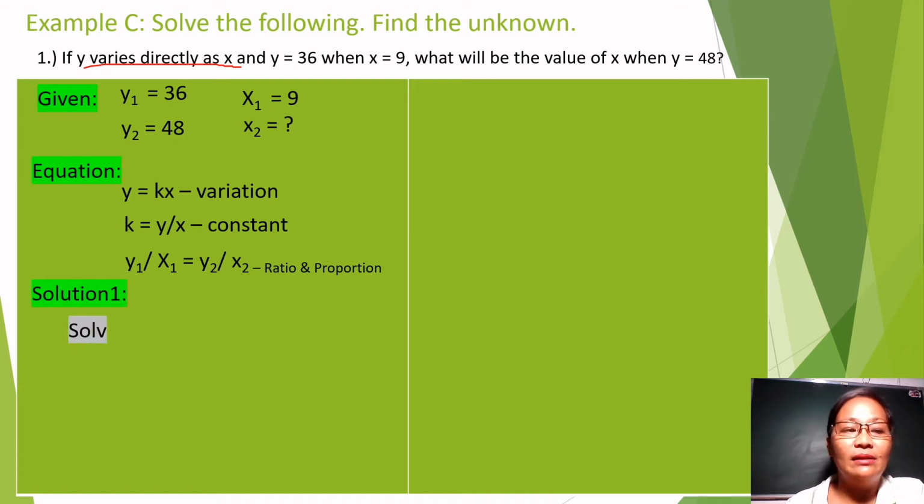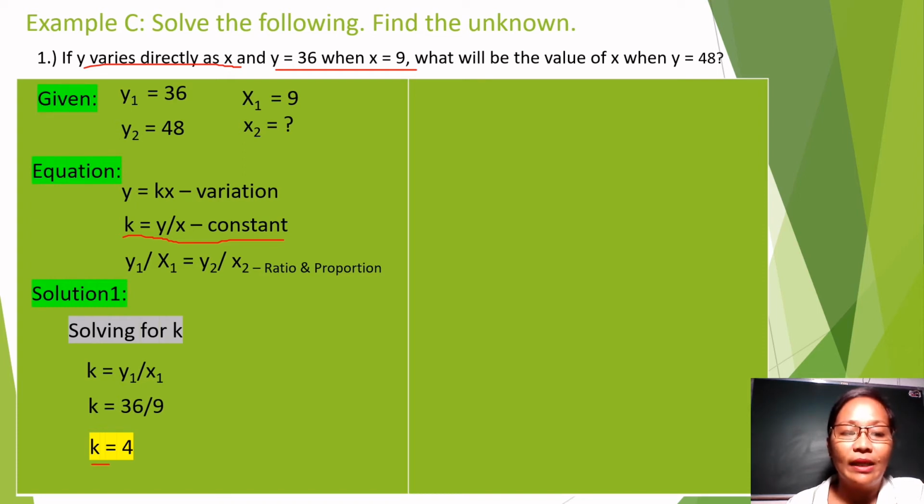For our solution 1, first we need to find the value of k. So k is equal to y sub 1 over x sub 1. This one is constant. Why do we have y sub 1 and x sub 1? In here, we have only y over x. So to find k, we need to use first the first given. That's why we have y sub 1 and x sub 1. Remember that. Then after that, we need to substitute. So k now is equal to y sub 1, which is 36, and x sub 1, which is 9. Then 36 divided by 9, we have now 4 as our k.